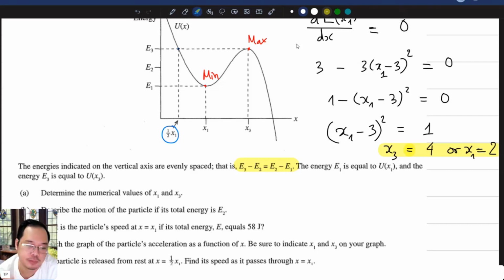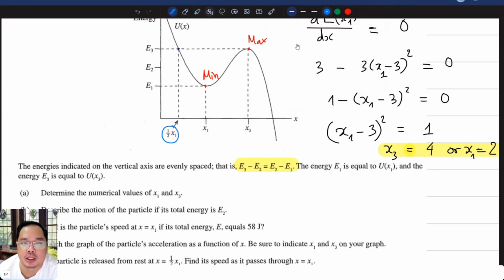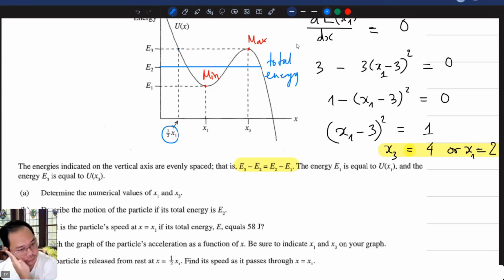Describe the motion of the particle if its total energy is E2. Total energy is E2. Let me draw a dash line there, a horizontal line like this, for the total energy. Describe the motion if its total energy is E2, meaning right at the middle of E3 and E1.